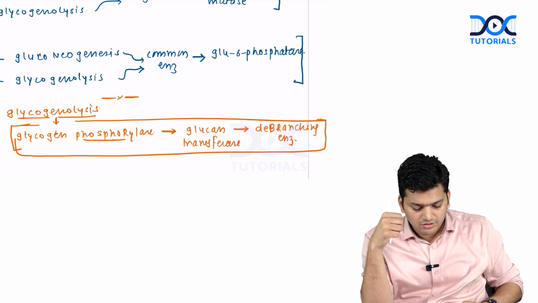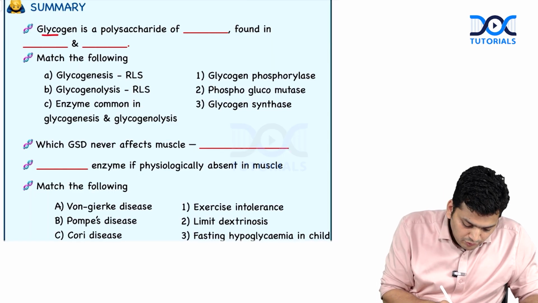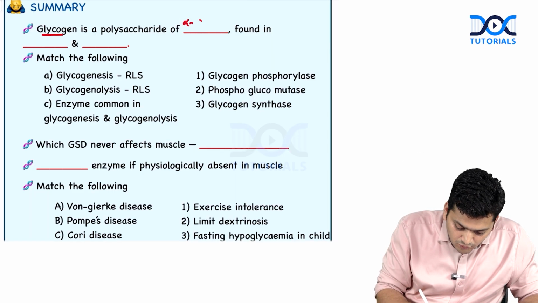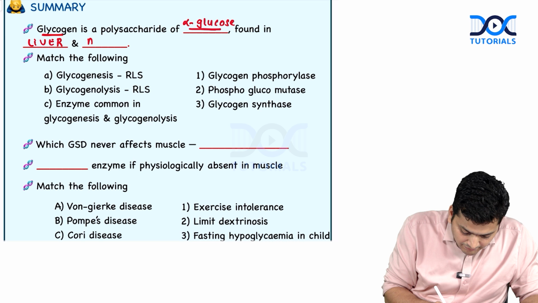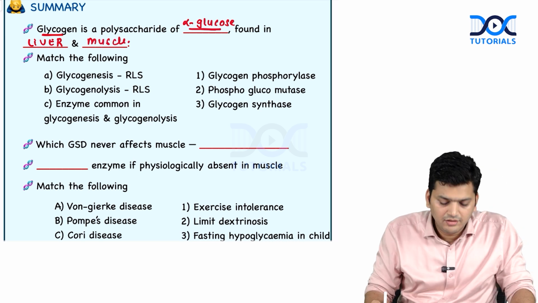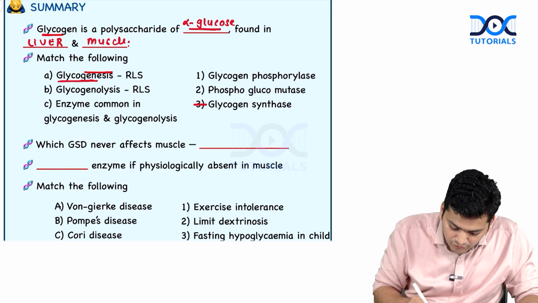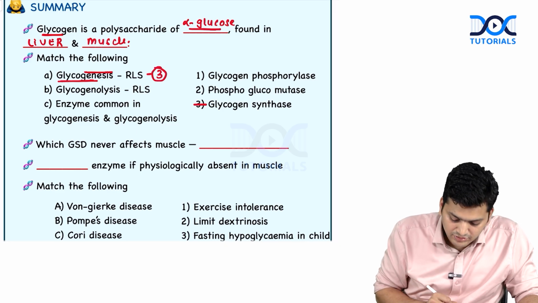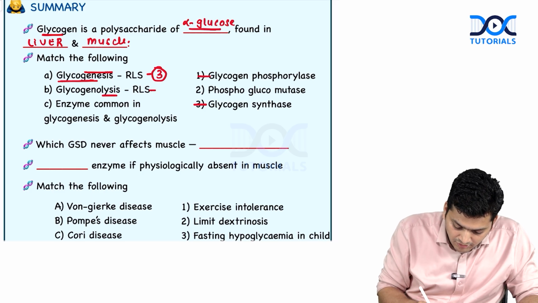Let's solve some quick questions here. Glycogen is a polysaccharide of alpha glucose. It is found in 2 organs, liver and muscle. What is the rate limiting enzyme of glycogenesis? For glycogen synthesis, the rate limiting enzyme is glycogen synthase. For glycogenolysis, for the breakdown, it is glycogen phosphorylase.